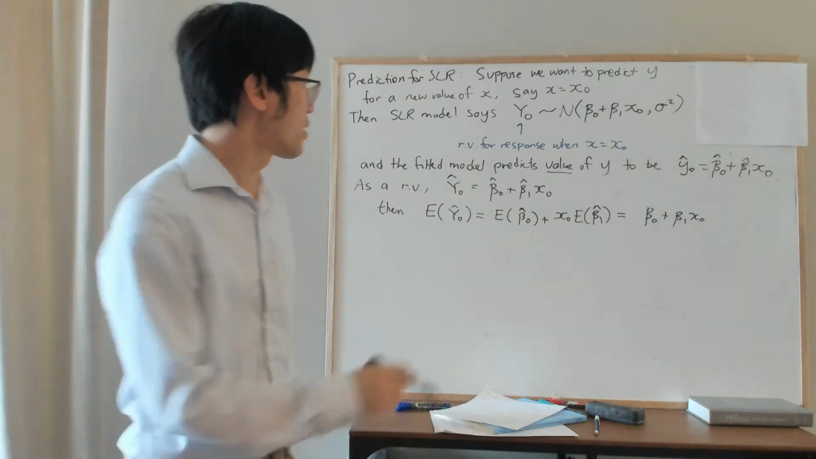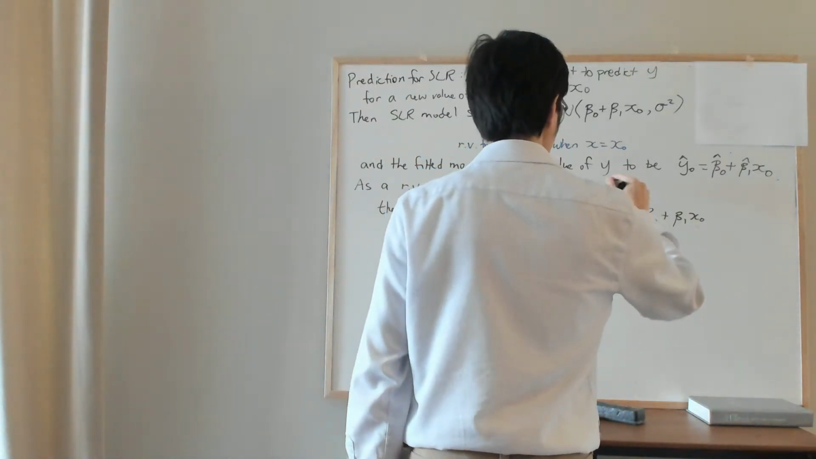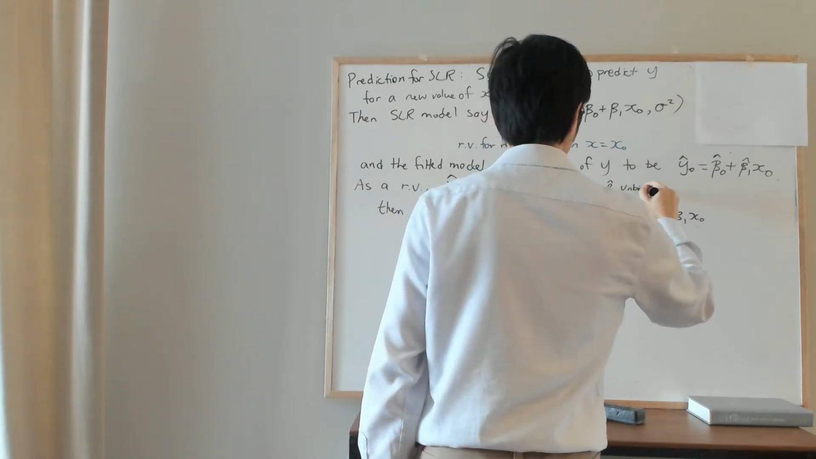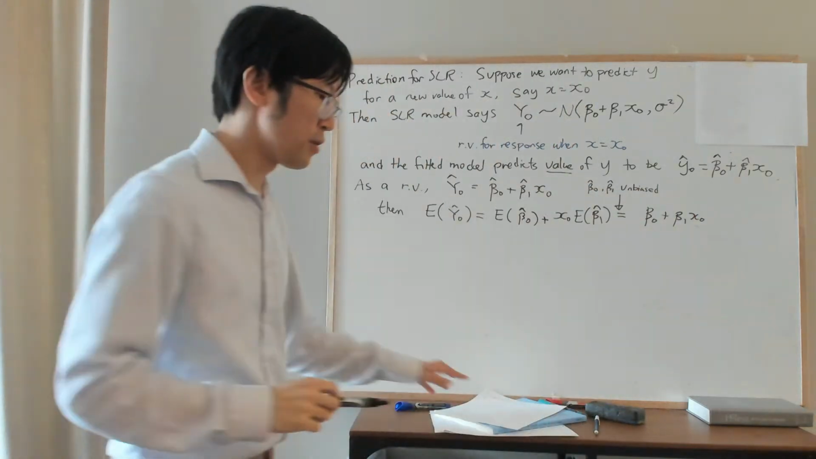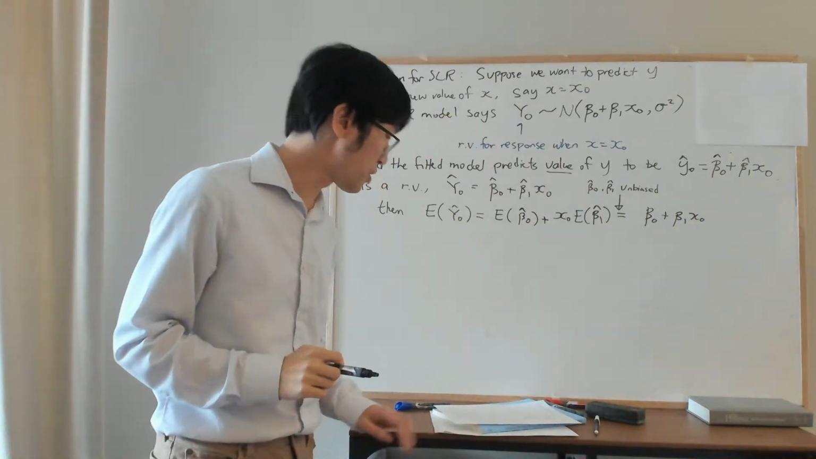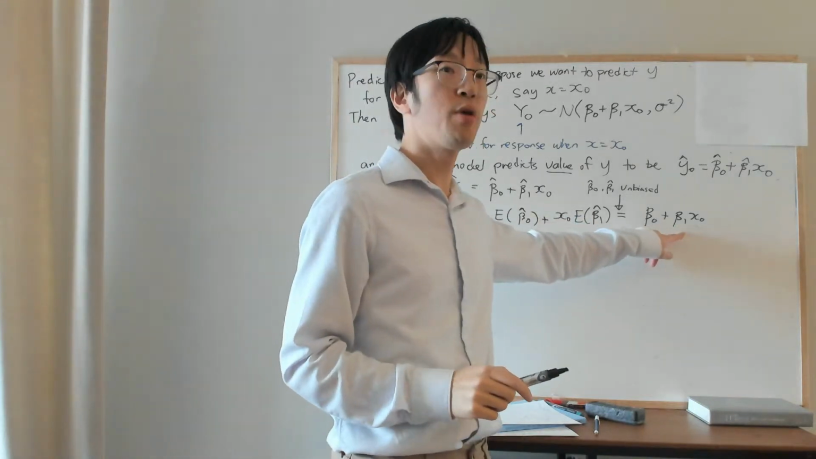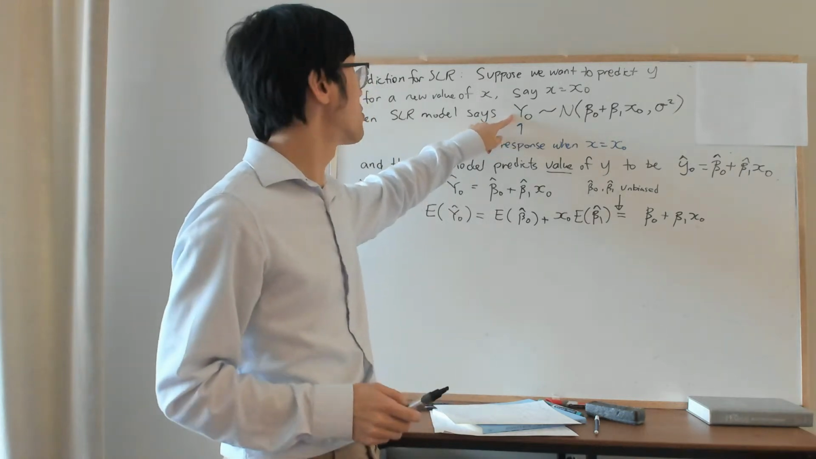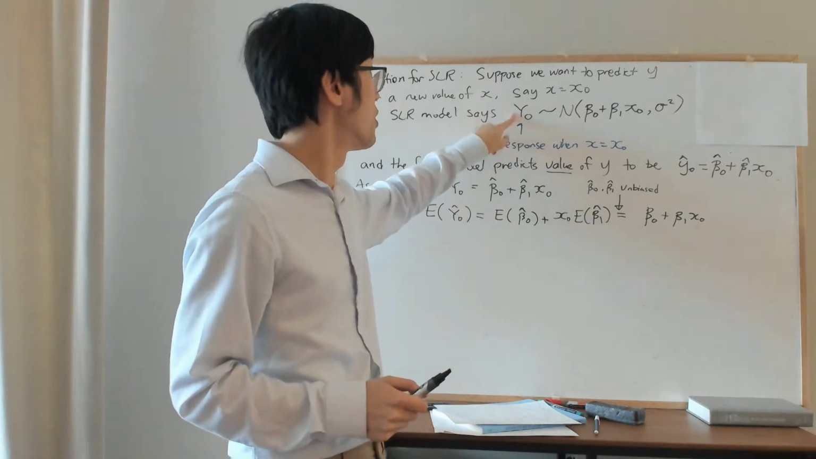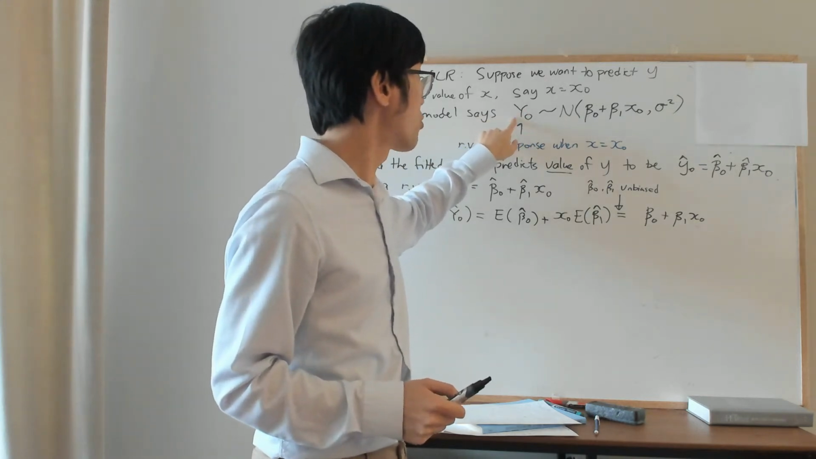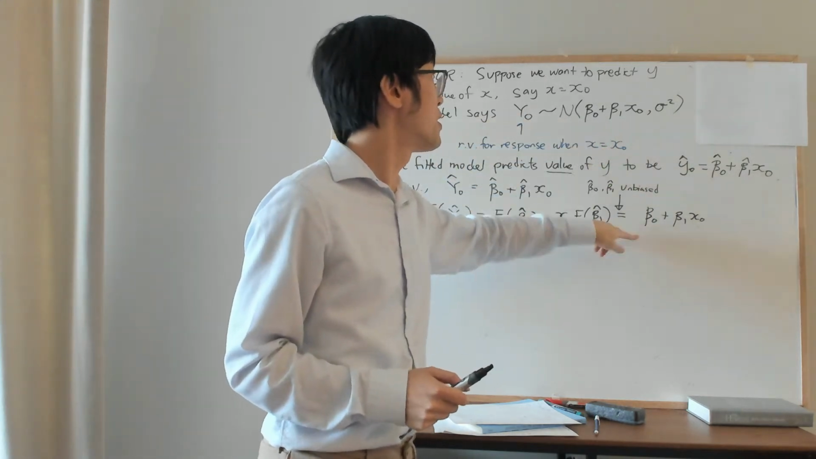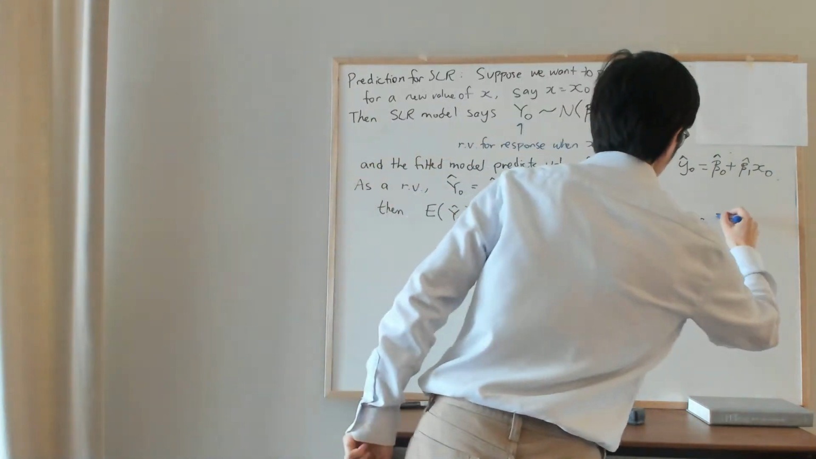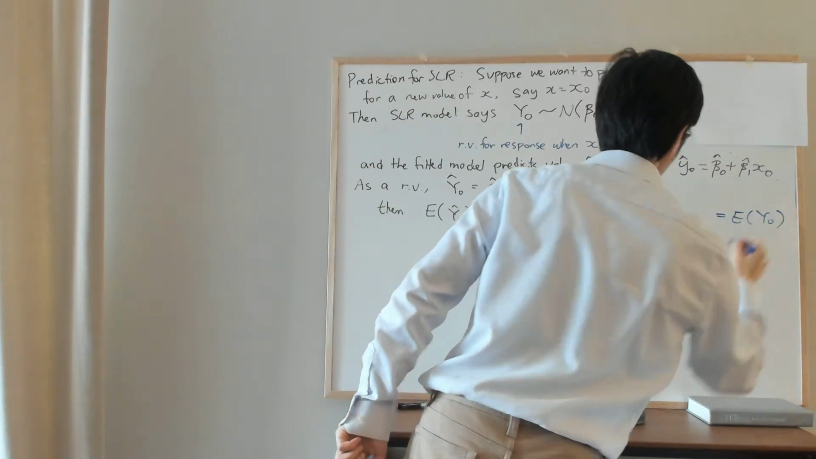Okay, so that follows from the unbiasedness. Beta 0 hat and beta 1 hat are unbiased. So that's where we use our results from last time. So what is this? Beta 0 plus beta 1 x0? Well, if you look, this is exactly what our model for this new value says. So y0 is normally distributed with this mean, and so these means match up. In particular, we notice that this is simply the expectation of y0 itself.